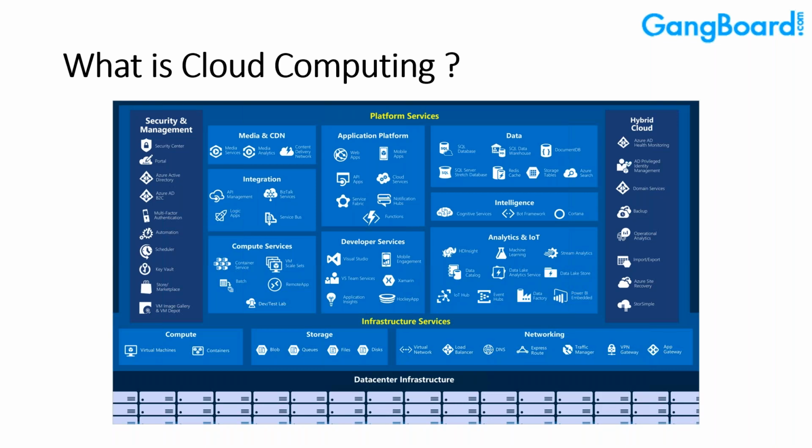Similarly, cognitive services or the chatbot framework, Cortana, analytics and IoT services, a hybrid cloud where authentication and everything is coming into picture. The security and management is taken care by multi-factor authentication, authorization is taking place, automation accounts are there, job schedulers are there, key vaults are there, right? So all these services basically comprise your cloud computing. When you are building an application in the cloud, you're using all these services or any of these services. That's basically how you're doing cloud computing.